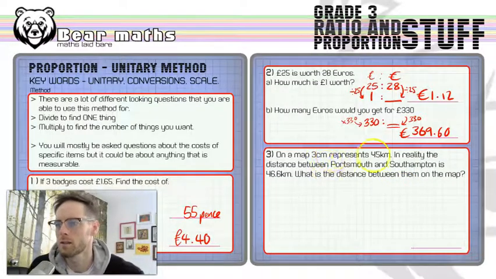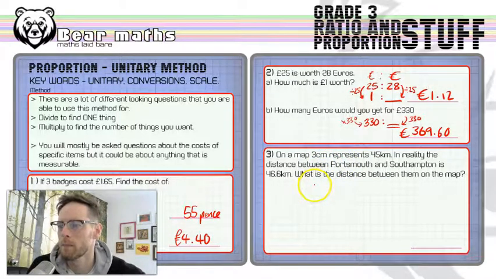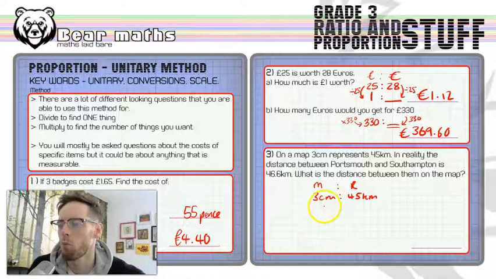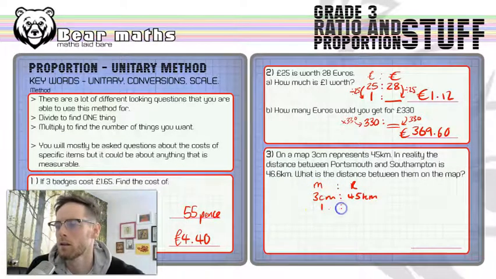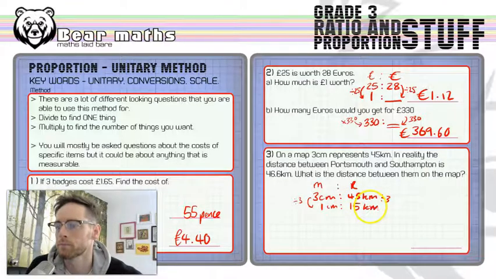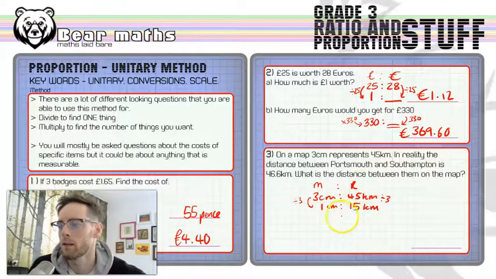All right, so I'm going to set this up as a ratio but with the different units in. So that's the map. That's our 3 centimeters, and that's our reality. Okay, 3 centimeters to 45 kilometers. And then I'm going to work out what 1 centimeter is. So 1 centimeter on the map would be, well, we'll divide by 3, and we'll divide by 3 on that side as well, and that gives us 15 kilometers. All right, now we want to get to 46.6.